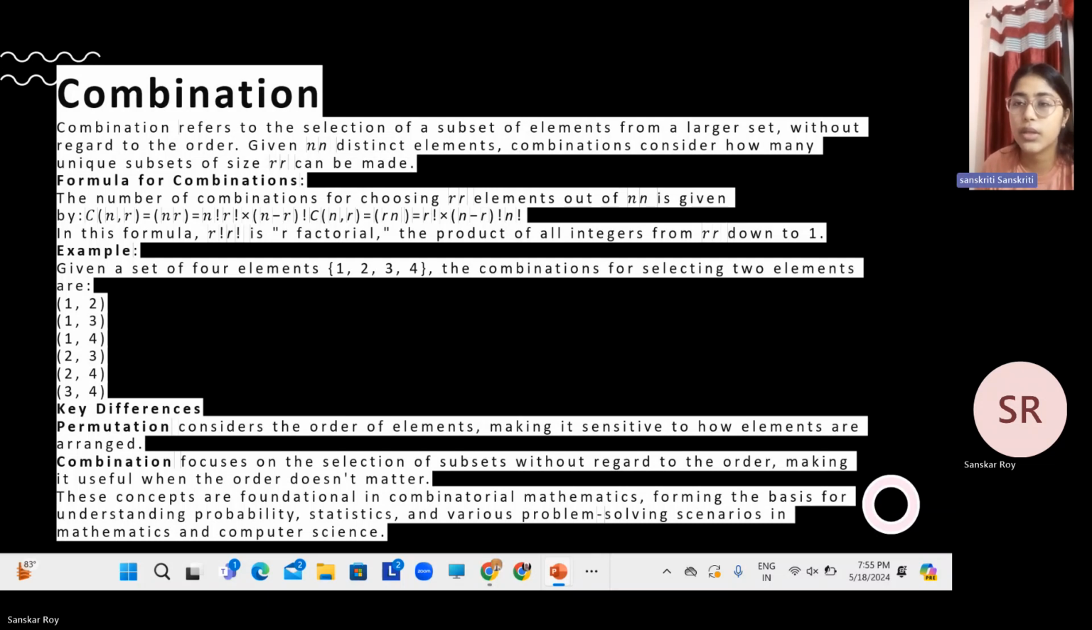One example has been given. Given a set of 4 elements, 1, 2, 3, 4, the combinations for selecting 2 elements are (1, 2), (1, 3), (1, 4), (2, 3), (2, 4), (3, 4).